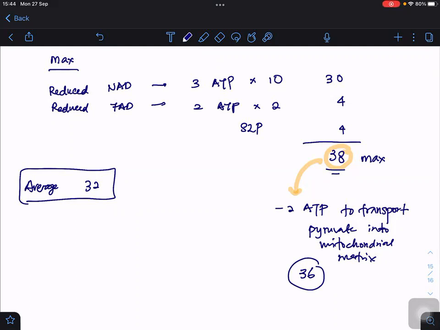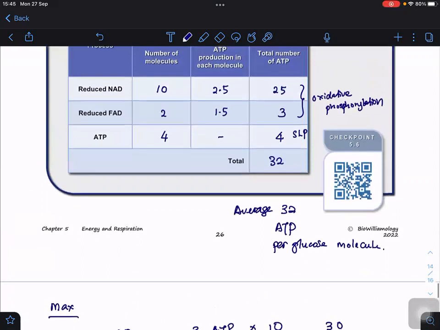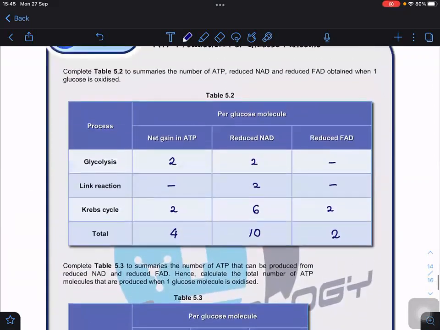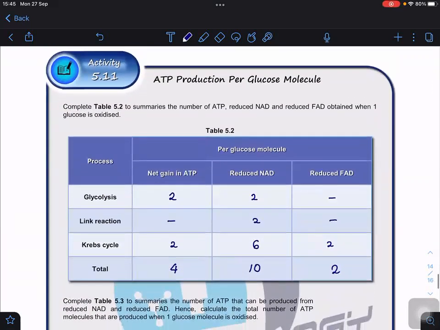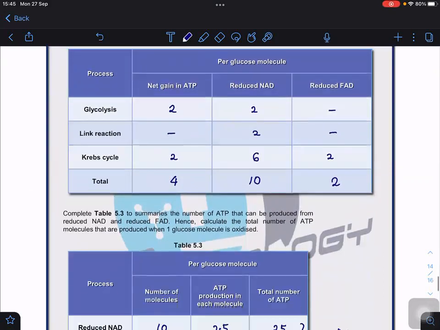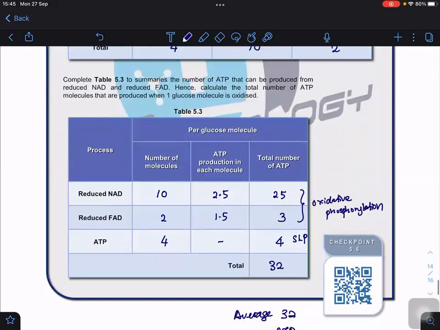Okay, so that's all for the class. Again, if you want to check the answer, you can check it here. This is the answer for table 5.2, and also for table 5.3. Okay, so let's stop the recording.